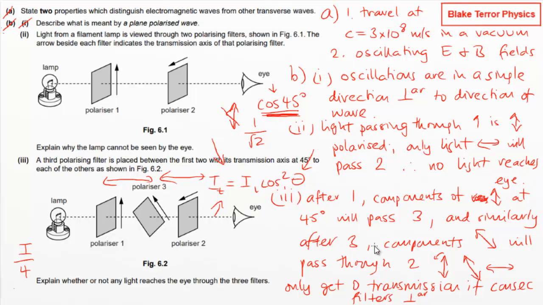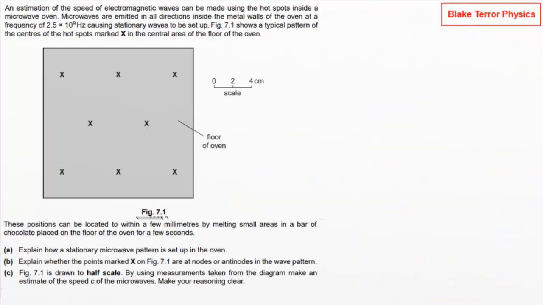The polarization questions are fairly tricky. So anyway, let's push on. Right, this looks like it's going to be standing waves, the old classic setup here, usually of microwaves. An estimation of the speed of electromagnetic waves can be made using the hotspots inside a microwave oven. Microwaves are emitted in all directions inside the metal walls of the oven at a frequency of that, causing stationary waves. And there's our hotspots. So they've marked the hotspots with X. These positions can be located to within a few millimeters by melting small areas of a bar of chocolate.